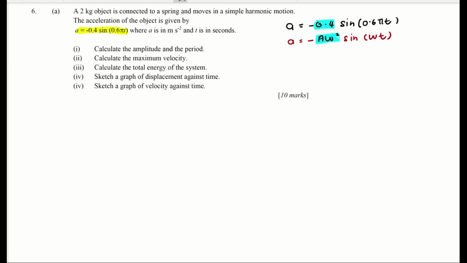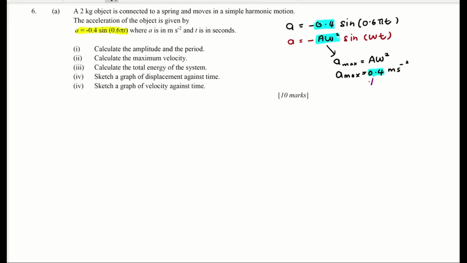Bukan nilai A tetapi nilai A omega squared. Okay, di mana nilai 0.4 ini merupakan nilai maximum acceleration. So this is A maximum, and it is equal to A omega squared. So in this case, A maximum is equal to 0.4 meter per second squared. Jadi kalau kita sketch graph acceleration against time, nilai 0.4 ini merupakan amplitude of graph.